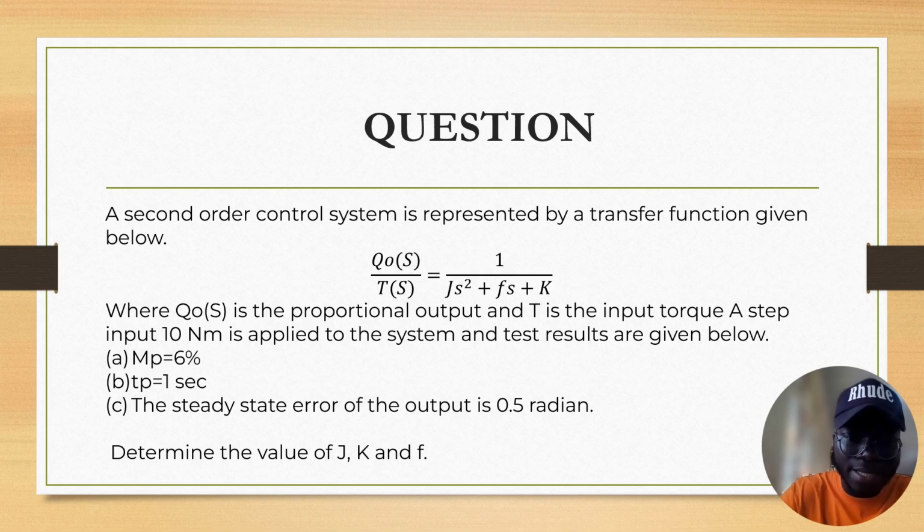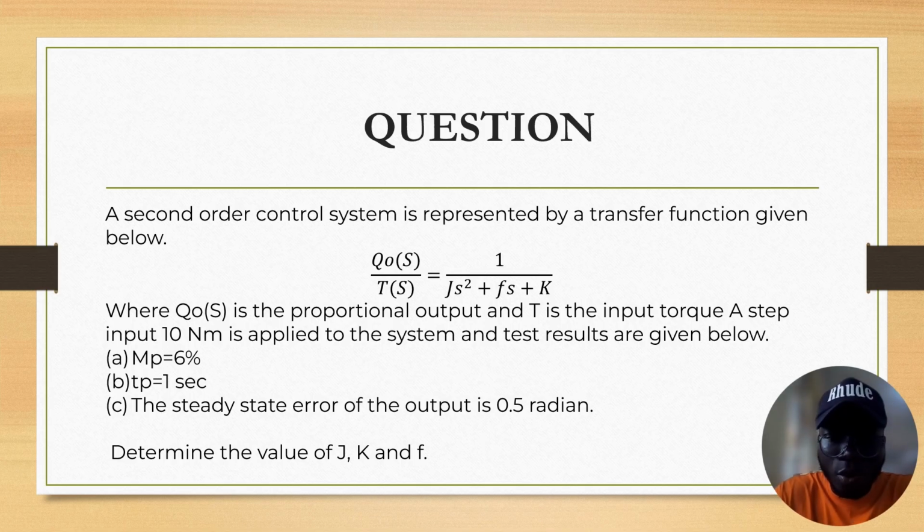And then we have the steady state error, which is 0.5 radian. This tells us the difference between the desired output and the final output after the system settles. Using these three performance specifications, we can relate the system to a standard second order system form, which allows us to determine the unknown parameters.